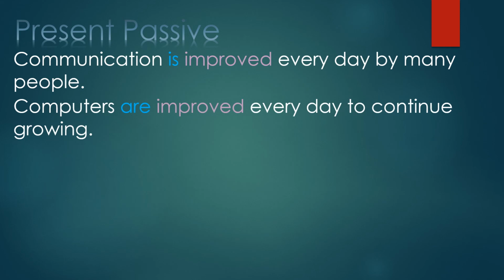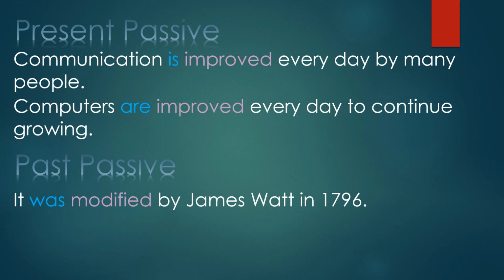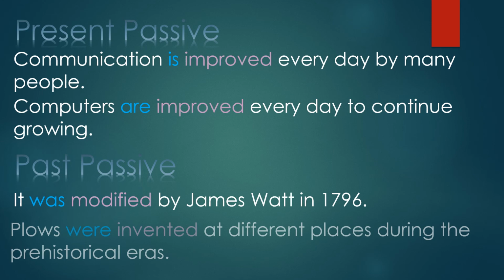Then we have computers are improved every day to continue growing. Computers was the object and now is the subject. Are is verb be in plural form in present, and improved again is the past participle of the verb. We have the past passive, so in this case what is going to be in past tense is verb be. It was modified by James Watt in 1796. Was modified, so it is past tense of be and modified is the past participle.